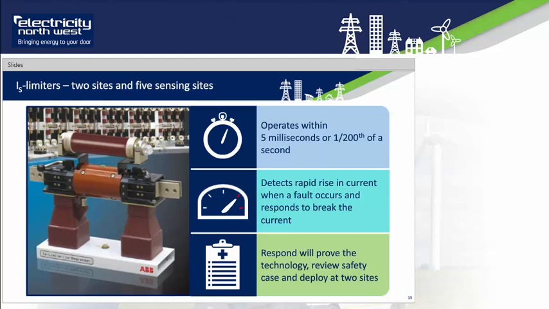IS limiters are in use on private networks in the UK and public networks worldwide. However, they're not used on UK public networks. As well as proving the effectiveness of this technology, Respond will review the safety case and the use of these devices on UK networks. As part of the project, we have effectively replaced an existing circuit breaker with an IS limiter at 2 locations on our network.